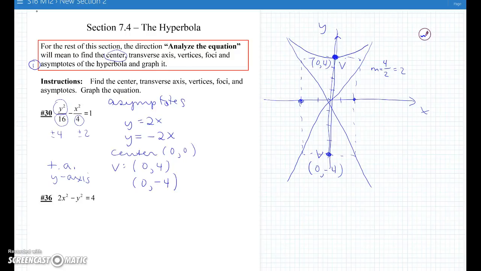Now I can draw my graph. Make sure it looks like it's approaching the asymptotes. It has to approach the asymptotes. So we've got the transverse axis, we've got the vertices, so now we've got to figure out the foci.